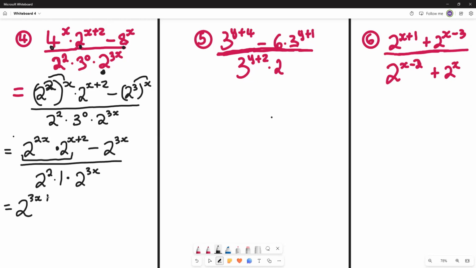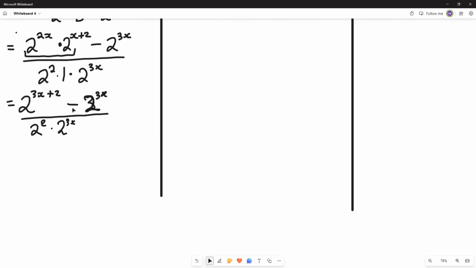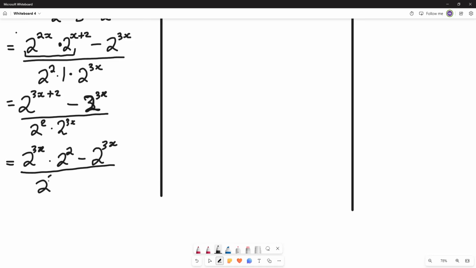This guy does not have a mate, so we're going to write him like that. Then minus 2 to the power of 3x all over 2 to the power 2 times 2 to the power 3x. From there, you can now split. So let's split now. This guy here is going to split into 2 to the power 3x times 2 to the power 2. This guy here already has one term, so nothing to split. So we just have that all over 2 to the power 2 times 2 to the power 3x.